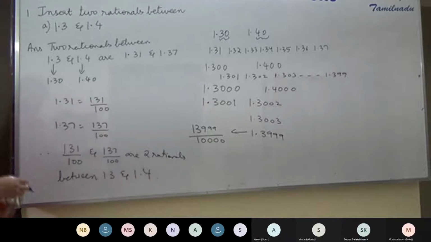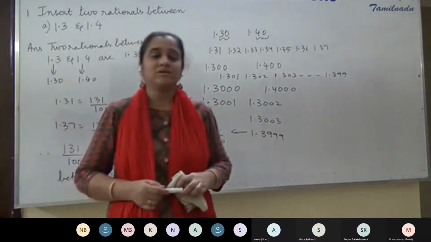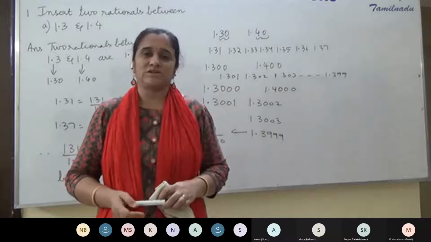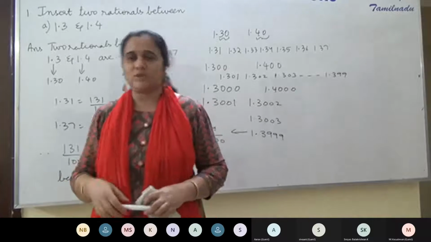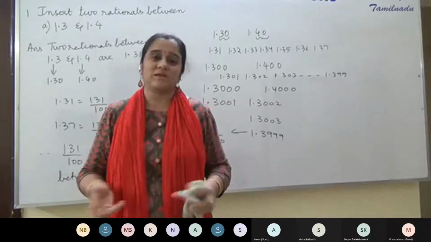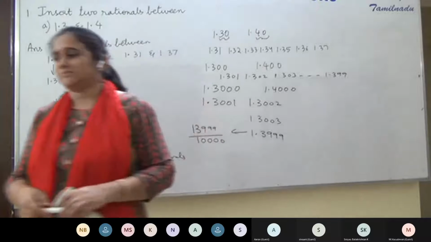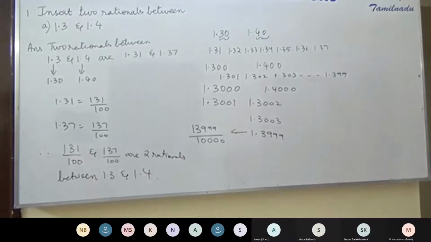Please write down this, children. We have different ways of inserting rational numbers between two given rationals. This is one of the methods. We have numerous ways. This is one of them, and this can be the simplest method.